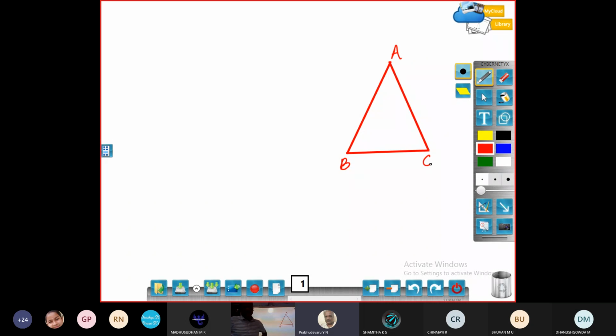Okay. So tri means three. In triangle we have two words, tri and angle. So this tri means it is three, so three angles. We have three angles here. One is angle A, here the interior angle. The other one is angle B. Look at the diagram, this is angle B. Then the third one is angle C. We have three interior angles.